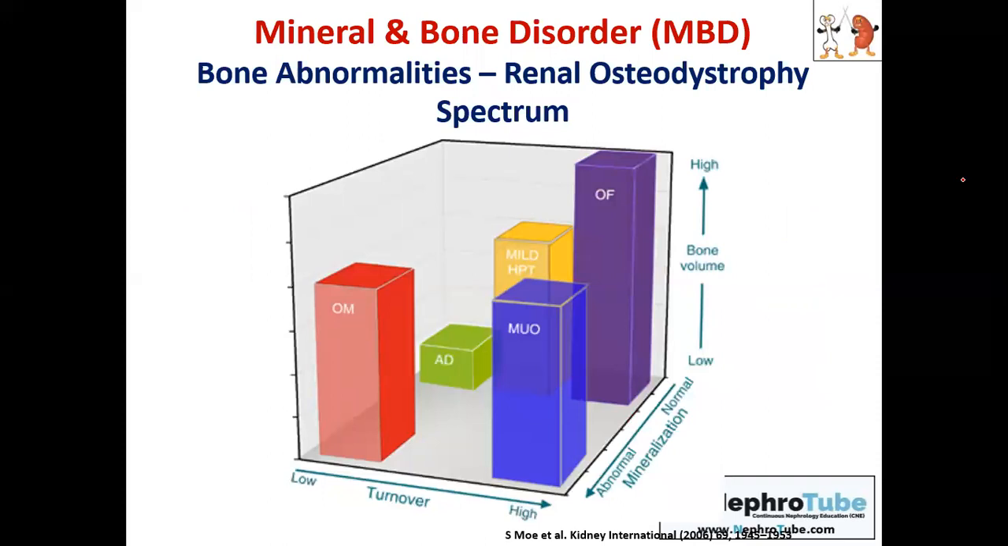One of the most important points is that our patients may have other bone diseases rather than the classic renal osteodystrophy. They may have osteomalacia, they may have osteoporosis, many other bone abnormalities, and this is one of the main problems that we are facing in our patients.